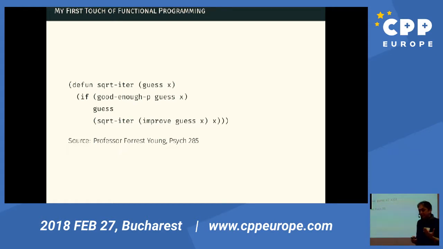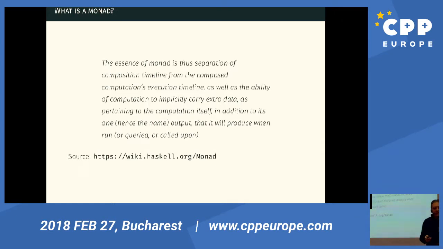And if you try to learn more about functional programming today, you read statements like this. "The essence of monad is thus separation of composition timeline from the composed computation's execution timeline, as well as the ability of computation to implicitly carry extra data as pertaining to the computation itself, in addition to its one, hence the name output that it will produce when run." Who understood this? It's a real question, so I want somebody to explain it to me, because I don't.